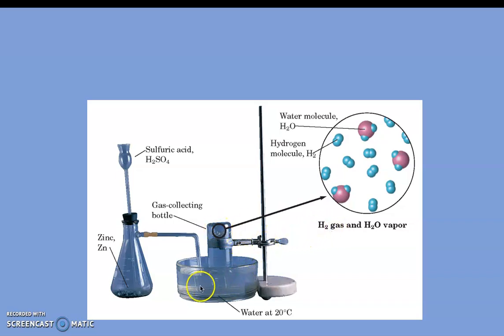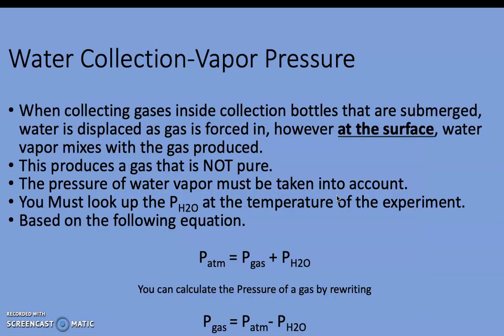And check it out, it's sitting in water. So this water is going to be forcing its way in there. At the level of the water, if you look really close at this little water line, water molecules are going to come out and mix with the H2. So this is truly not a pure H2 mixture. There's water vapor in there. So what you need is a formula for that, and that's the water collection vapor pressure.